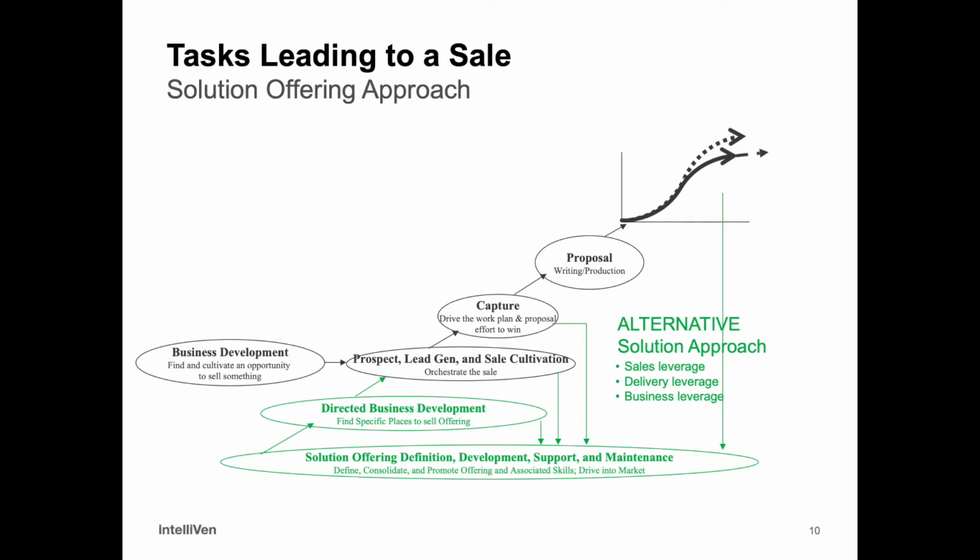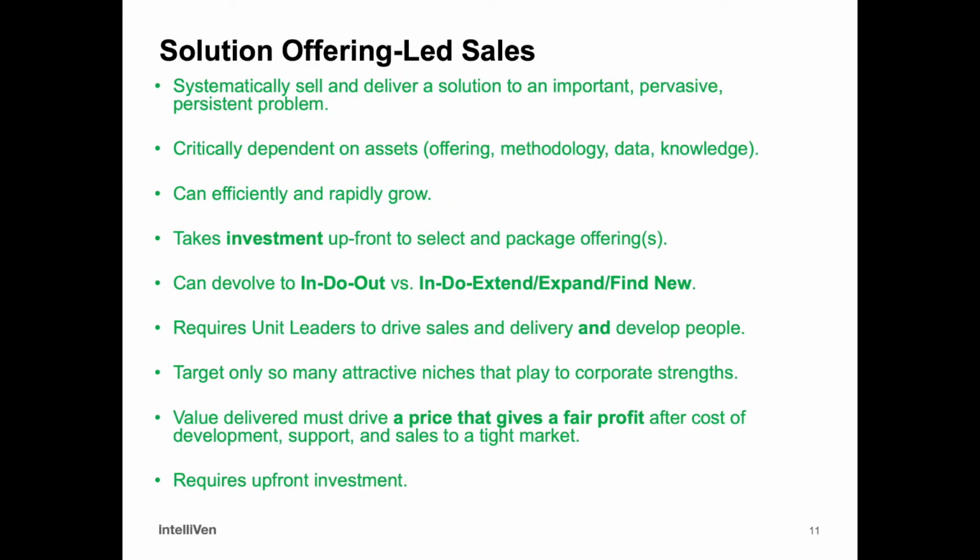And it lowers the cost of growing capacity to sell and deliver because now you know what people need to know to be functional and helpful, and you can find people who can do that and train them up. They don't have to already know it. You can train them, and it gives you the opportunity to grow faster. Now on page 11, you see those points plus a few others about solution offering-led sales, and also some cautions.